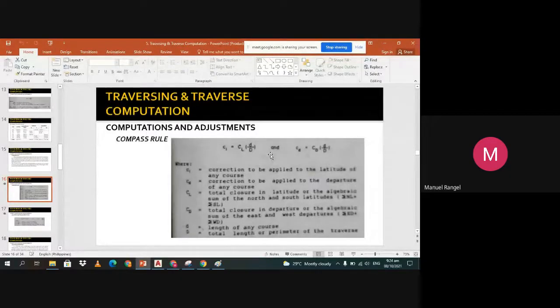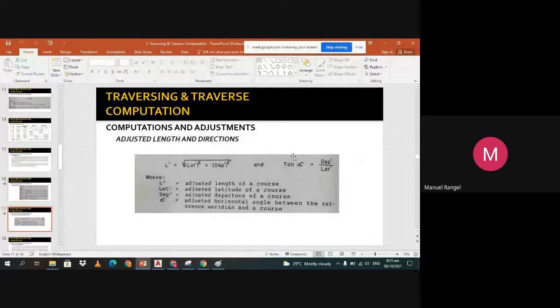Okay, and the correction to be applied for the departures, CD, small d, is equal to the total closure in departure, CD, multiplied by the ratio of the length of any course and the total length of the perimeter of the traverse. Okay.